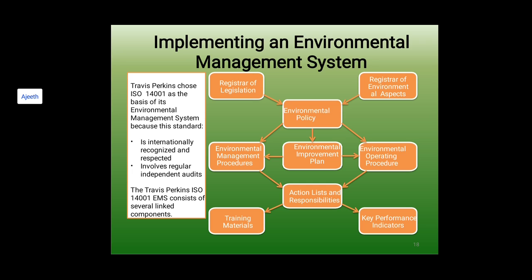Also, here as you can see, there are many linked components of 14001, right? Register of legislation, register of environmental aspects, which is connected to environmental policy. Environmental policy is again connected to environmental management procedure, environmental operating procedure, environmental improvement plans. So all those make an action list and responsibility. Because of the action we need to perform, there is training material and it has to be indicated by the performance.